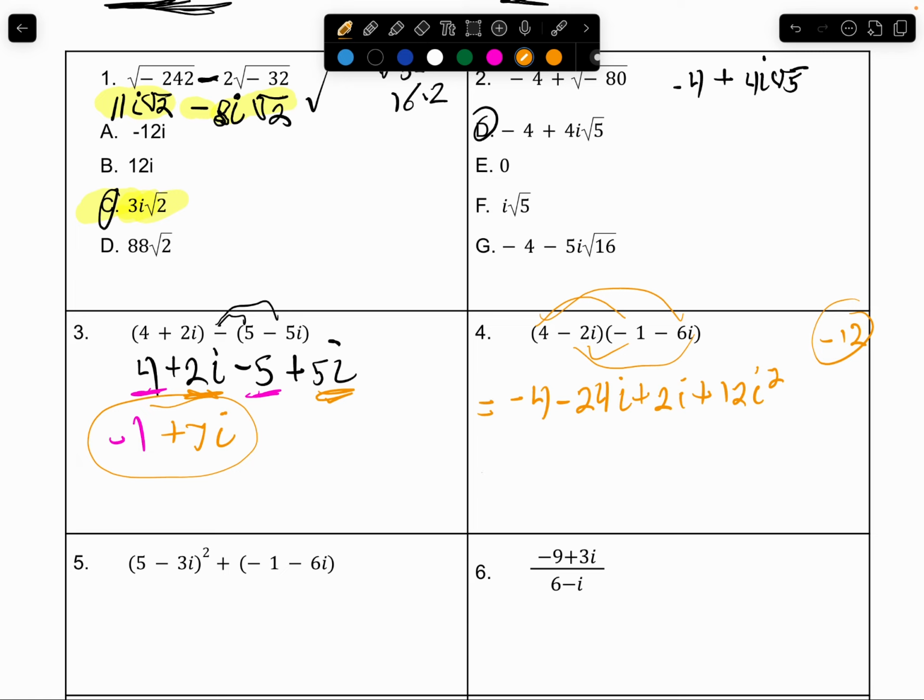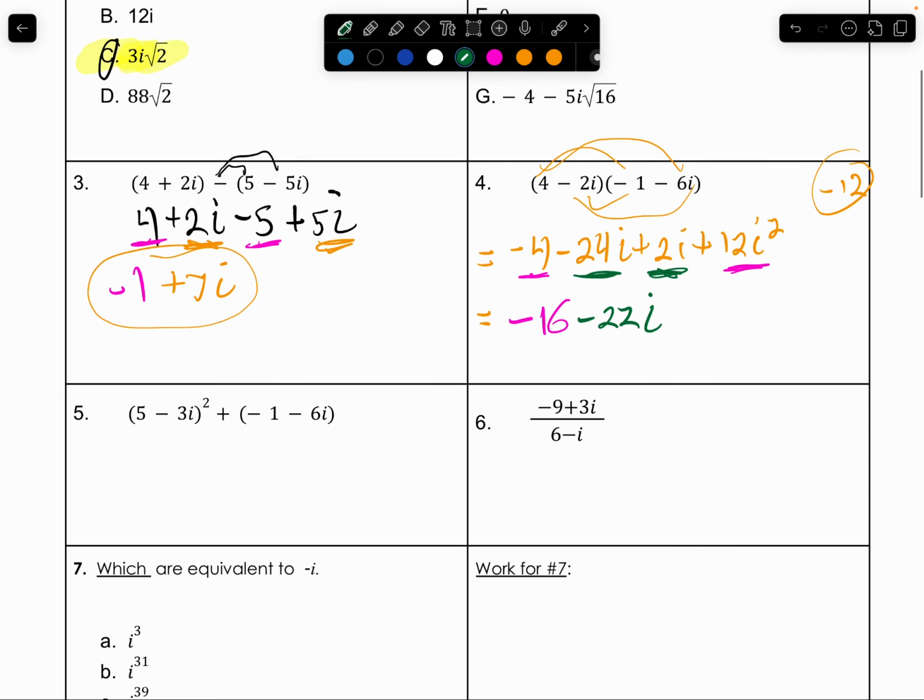So these expressions are all equal, put an equal sign. Okay. The things that are the same, the plain old numbers, negative 12, negative 4. So we have negative 16. And then we have some i stuff. So if we look at the i stuff, we have 2i and negative 24i. 2 minus 24 is negative 22. Negative 22i. So that's our a plus bi. The i comes second. We can circle it if we want.